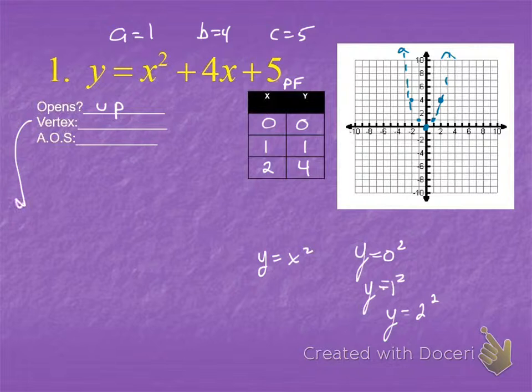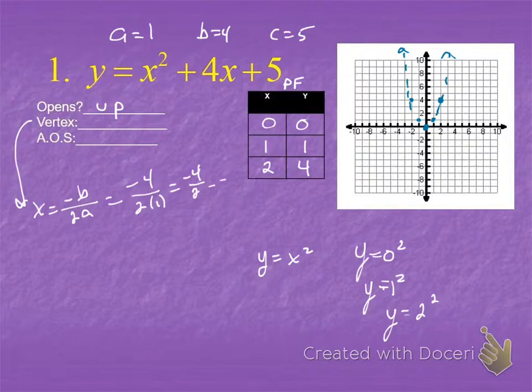So for the vertex, we've got that little formula, x equals negative b or opposite b. I like to use opposite b. So opposite b over 2a. The opposite of b is negative 4. And then 2 times a, which is 2. So we get negative 4 over 2, which is negative 2. So the x-coordinate for our vertex is negative 2.